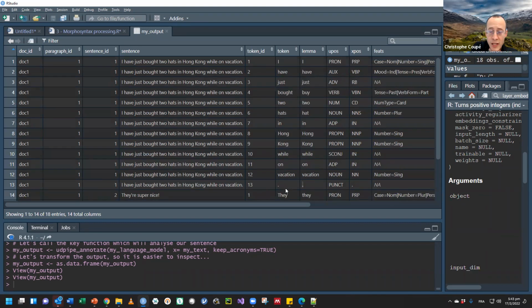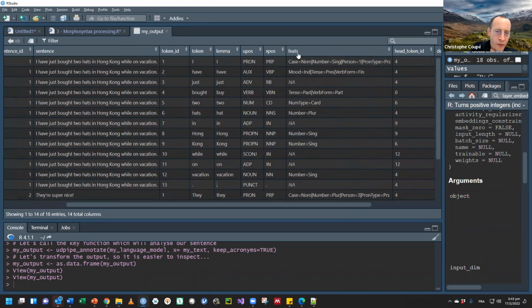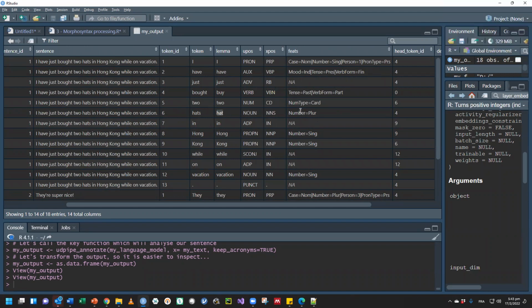And then we have something even more. We have feats, like features. And you see that hats, for instance, it's a noun, the lemma is hat, and you can see that it's the plural.